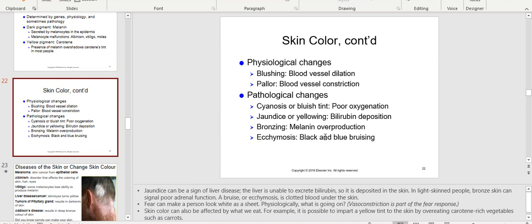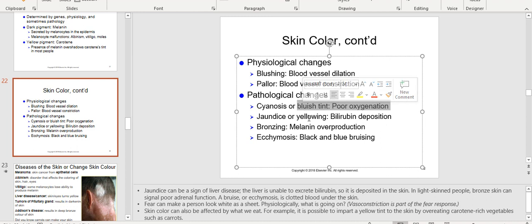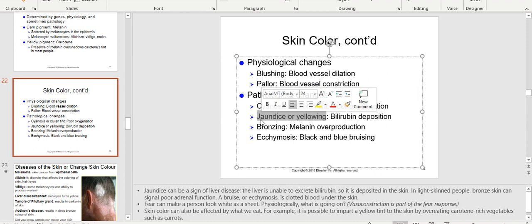Physiological changes: you can blush, which makes your blood vessels dilate. That's why you get a red face when somebody says something embarrassing. Pathological changes: you've got cyanosis, which is poor oxygenation, and you'll turn blue. Jaundice is where you have a problem with your liver. Your liver isn't processing things well enough, and you'll go yellow.